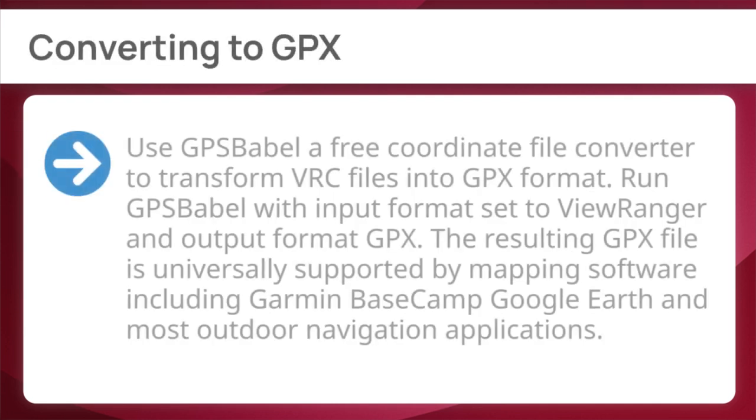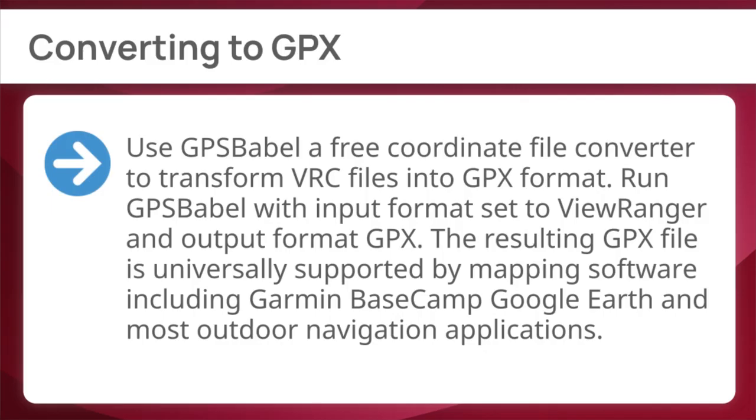Next, converting to GPX. Use GPSBabel, a free coordinate file converter, to transform VRC files into GPX format. Run GPSBabel with input format set to ViewRanger and output format GPX. The resulting GPX file is universally supported by mapping software, including Garmin BaseCamp, Google Earth, and most outdoor navigation applications.